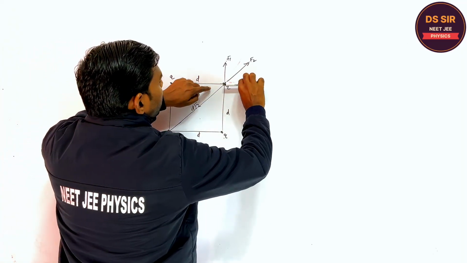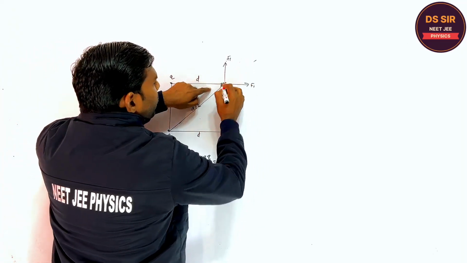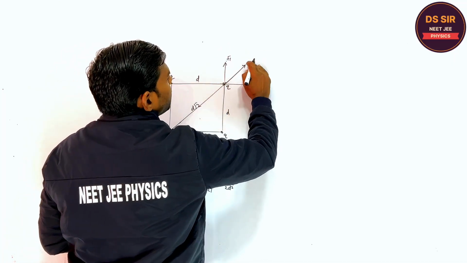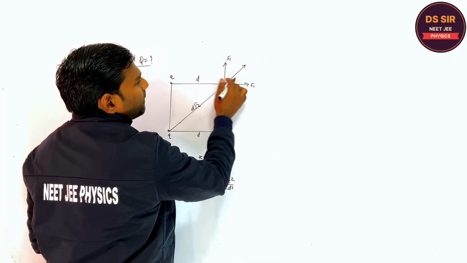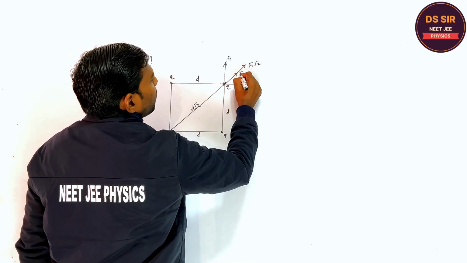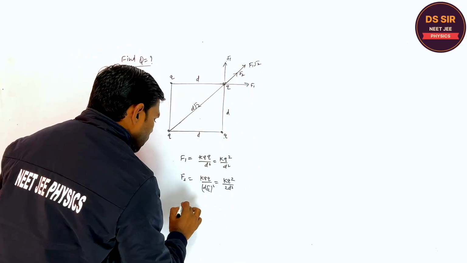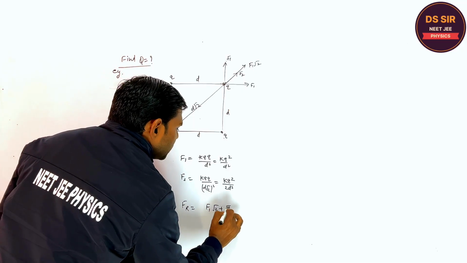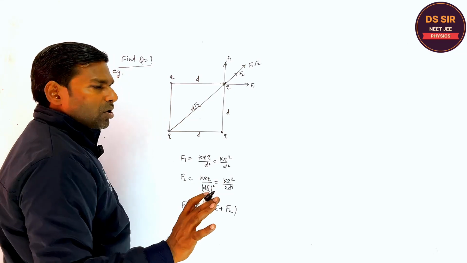Fine. Tell me, if you want to find the net force from F1 and F2, what is the resultant? Ishika, please tell. F1 root 2, and F2 is also there. So the net force will be equal to F1 root 2 plus F2. Is it clear or not?